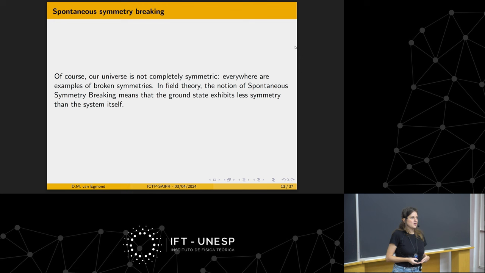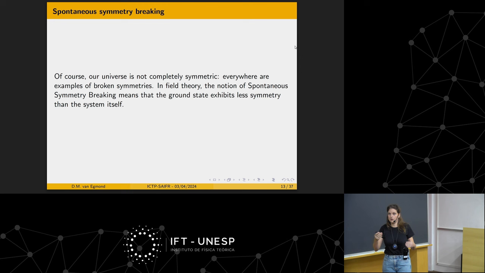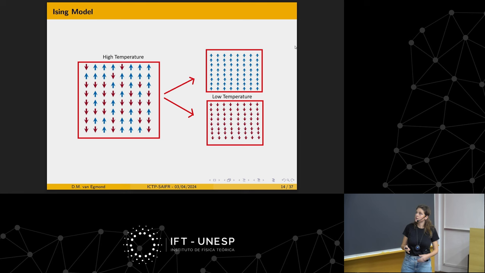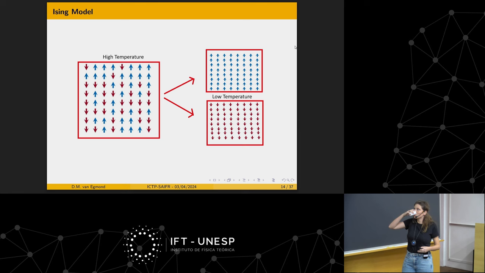In field theory, we also want to implement this notion of broken symmetries. And there is a very important concept, which is called spontaneous symmetry breaking. Formally, this means that the ground state of a system exhibits less symmetry than the system itself. So I will give a few examples to explain what I mean by this definition. The first example is a very simple model, a classical model, called the Ising model.